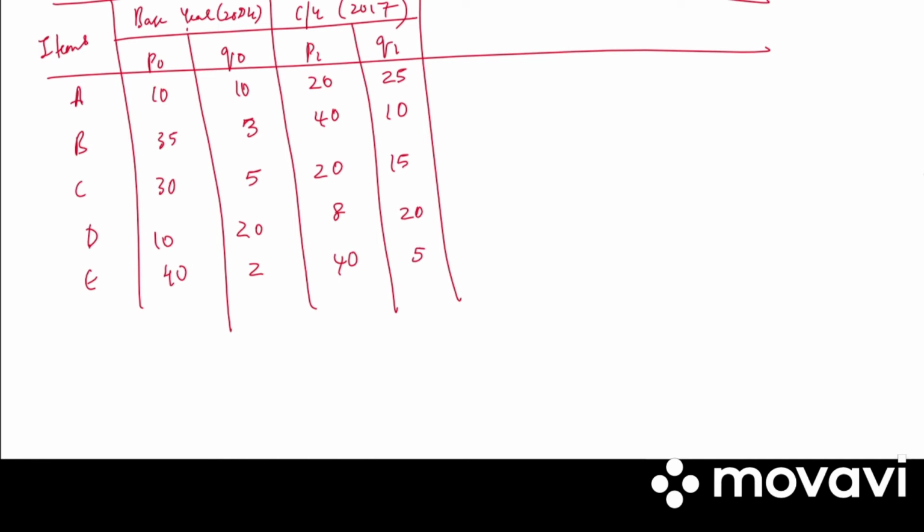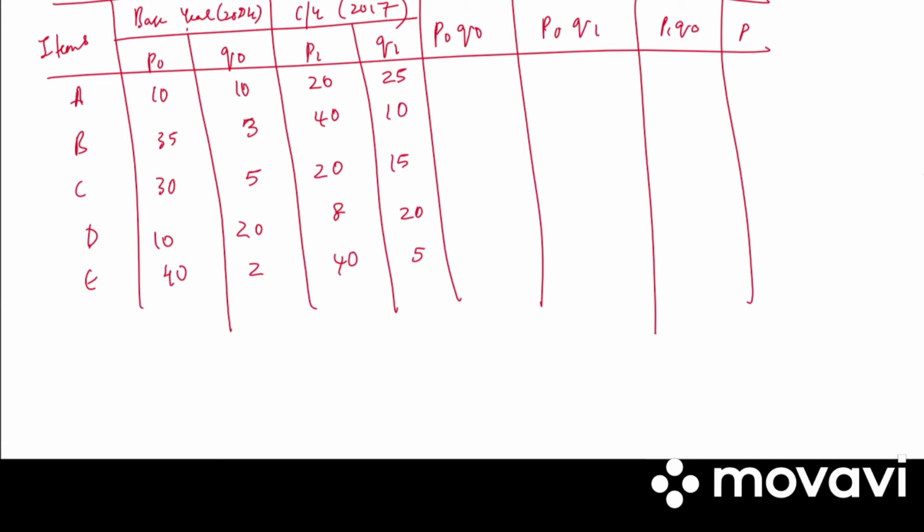So we should find P0 Q0, P0 Q1, P1 Q0, P1 Q1. So P0 Q0 will be: 10 tens are 100, 35 into 3 is 105, 30 into 5 is 150, 20 into 10 is 200, 40 into 2 is 80.